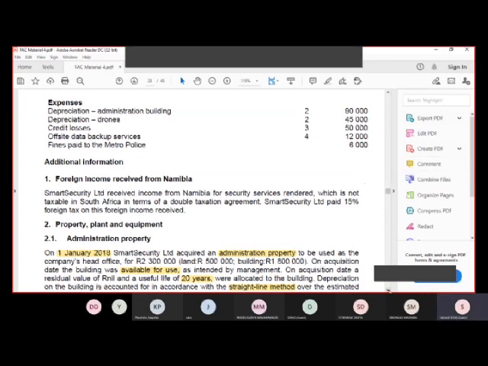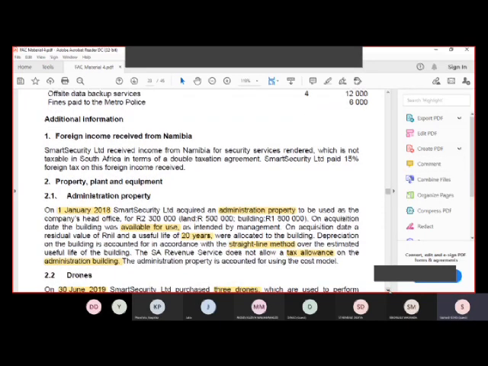So, property, plant, and equipment. On January 2018, Smart Security Limited acquired an administration building property to be used as the company's head office for 2.3 million, land being 500, and then 1.8 being the building. On acquisition date, the building was available for use as intended by management. A residual value of nil and a useful life of 20 years were allocated to the building. Depreciation on the building is accounted for in accordance with the straight line method over the estimated useful life of the building. The SA Revenue Service does not allow a tax allowance on the administration building.